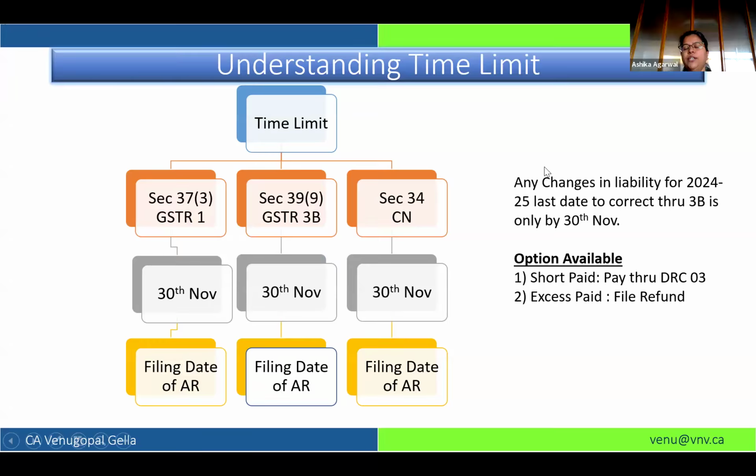Now, coming to the part of understanding the time limit. We discussed R1, 3B, credit note. We came to know all due dates are on 30th November, which is basically the October month filing of the return, as well as the date of filing of the annual return. October is your final month to do all the corrections. So you have to check if any liability is coming. If there is an extra liability coming, it's better to pay through DRC03. If you have short paid, then you file the refund first. If you have excess paid, then you file the refund. Either you can pay through 3B or you can pay through DRC03.